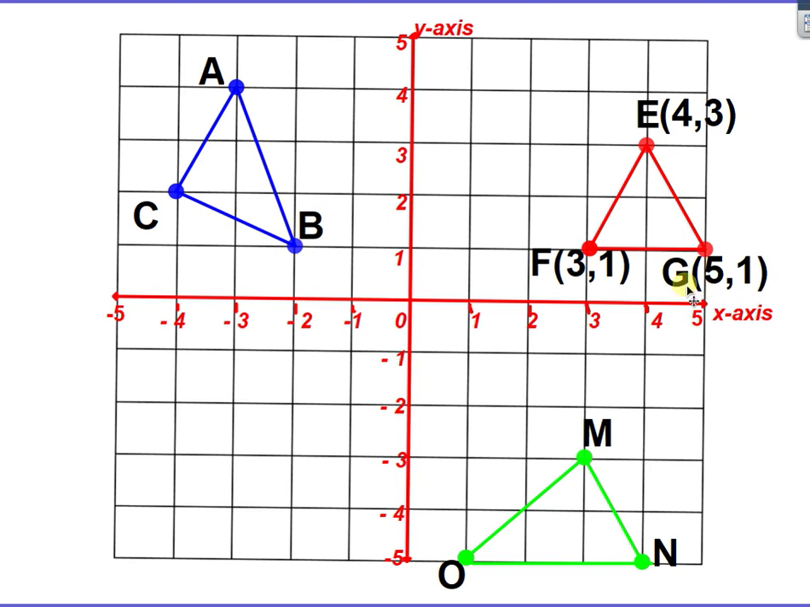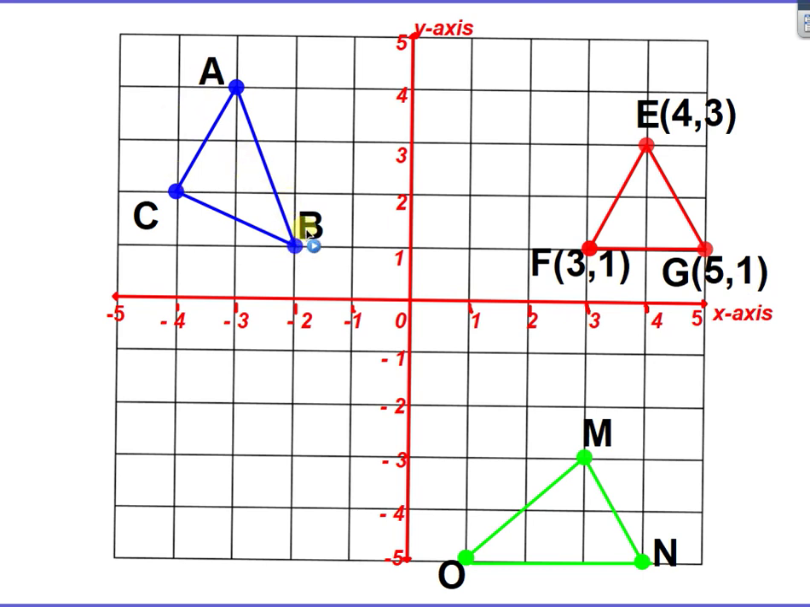Now, we have point G also here. From the origin, how many units do we move to the right? From the origin, we move 1, 2, 3, 4, and 5. Then how many units upwards? 1. Therefore, point G is written as 5, 1. I trust we can write down the coordinate of this point.